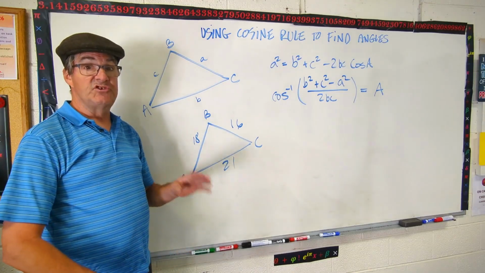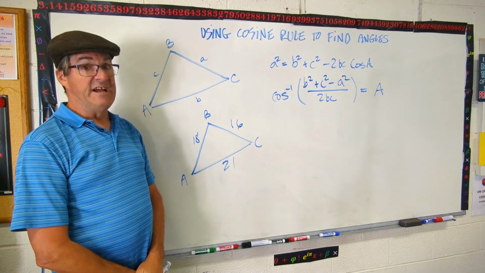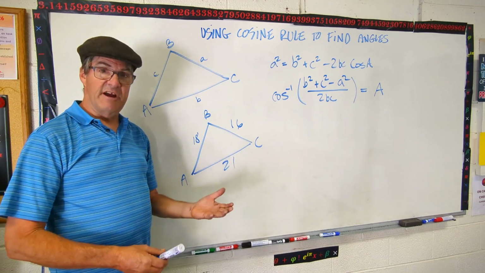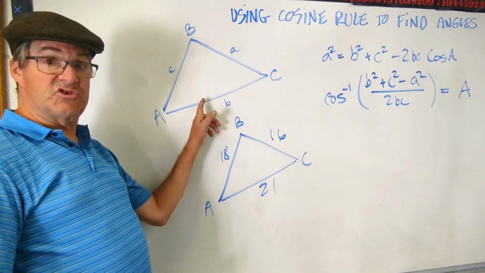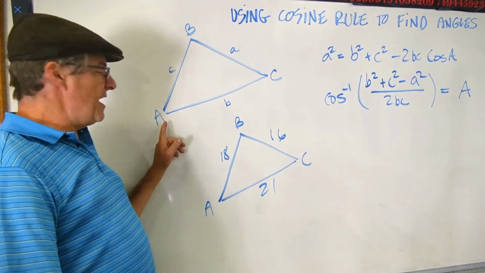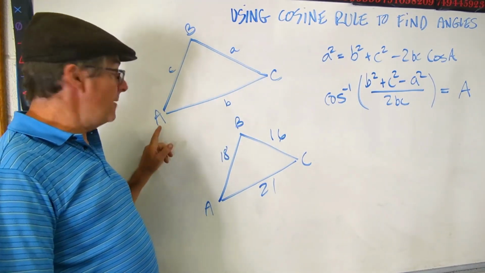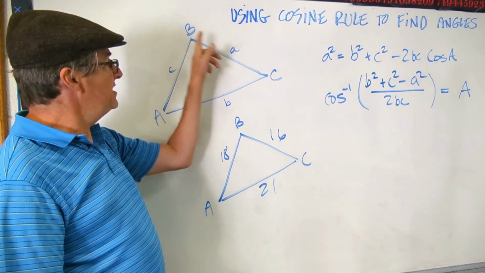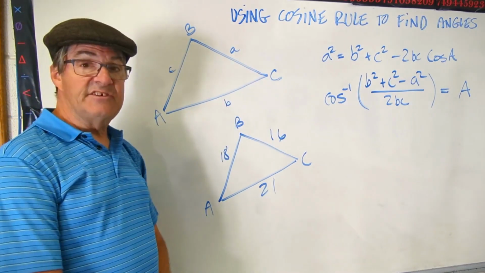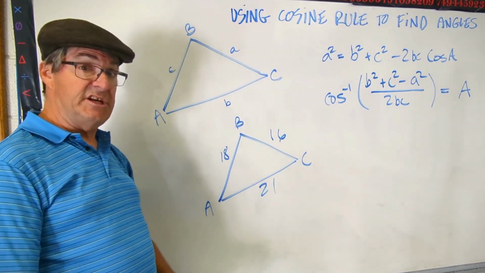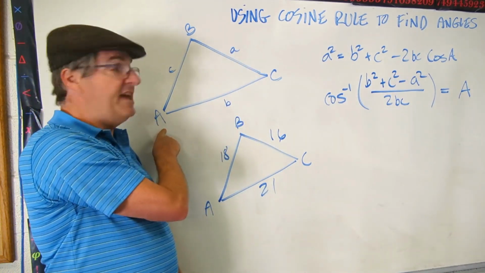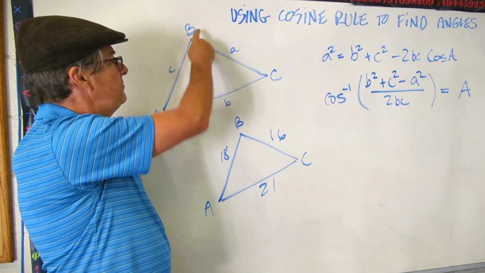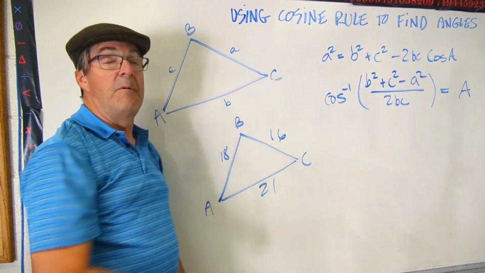Today's lesson covers using the cosine rule to find angles in non-right triangles. So, quick review: the cosine rule works for a triangle labeled like this, where we have our angles labeled with the uppercase letters A, B, and C, and the side lengths labeled with lowercase letters, in a certain way: little a is across from big A, little b across from big B, little c across from big C.